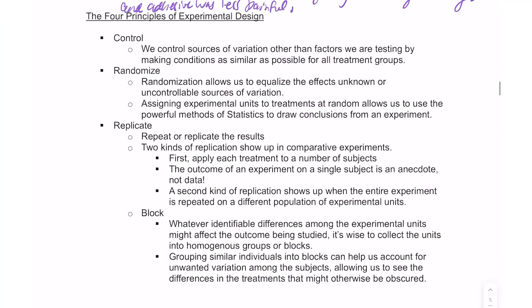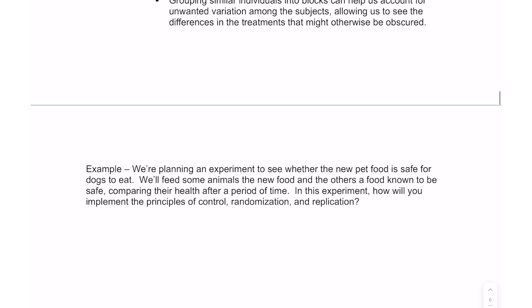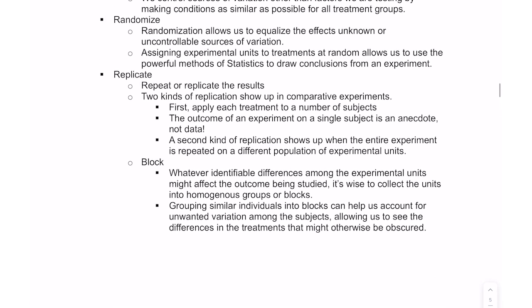In this video, we're going to look at the 4 principles of experimental design. So at this point, you should pause the video and read through the 4 principles. The first being control, the second being randomize, the third being replicate, and then we also have blocking.